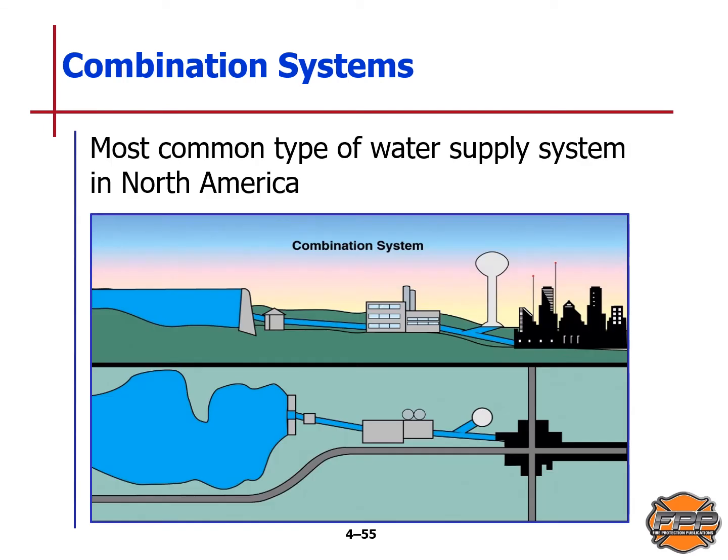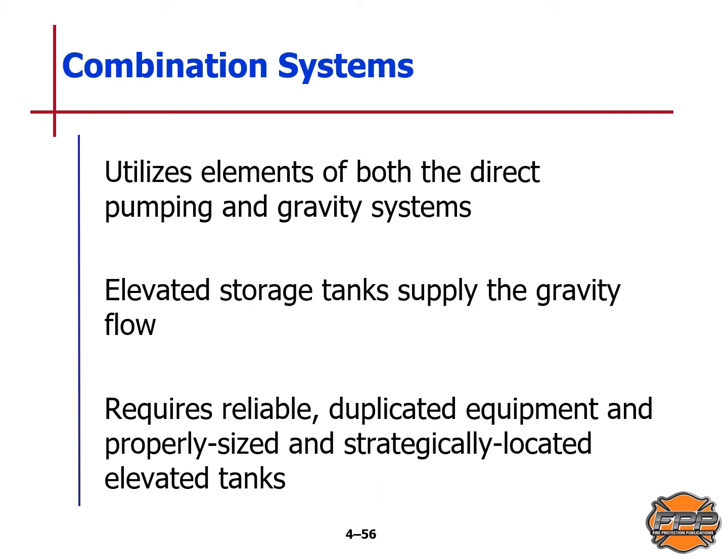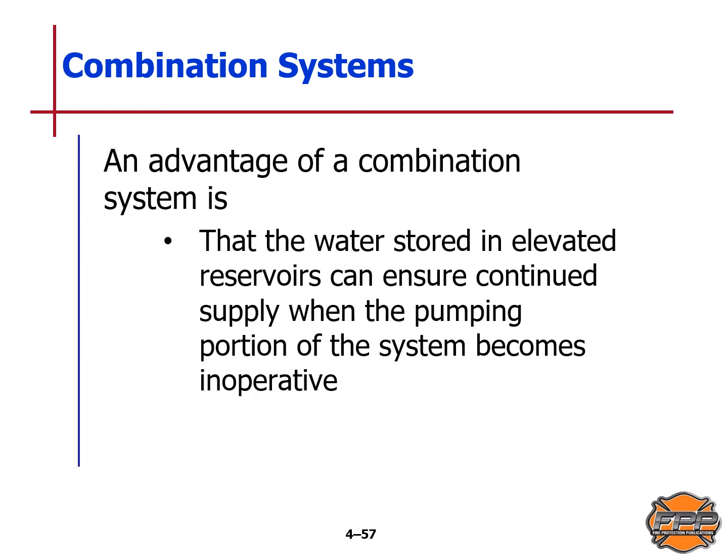The third is the most common type of water supply system in North America, and that's a combination system. Combination systems make up the most common types of water supply in North America, as we mentioned. It utilizes elements of both the direct pumping and gravity systems. Elevated storage tanks supply the gravity flow, and a good combination system requires reliable, duplicated equipment and properly sized and strategically located elevated tanks. An advantage of a combination system is that the water stored in elevated reservoirs can ensure continued supply when the pumping portion of the system becomes inoperative.